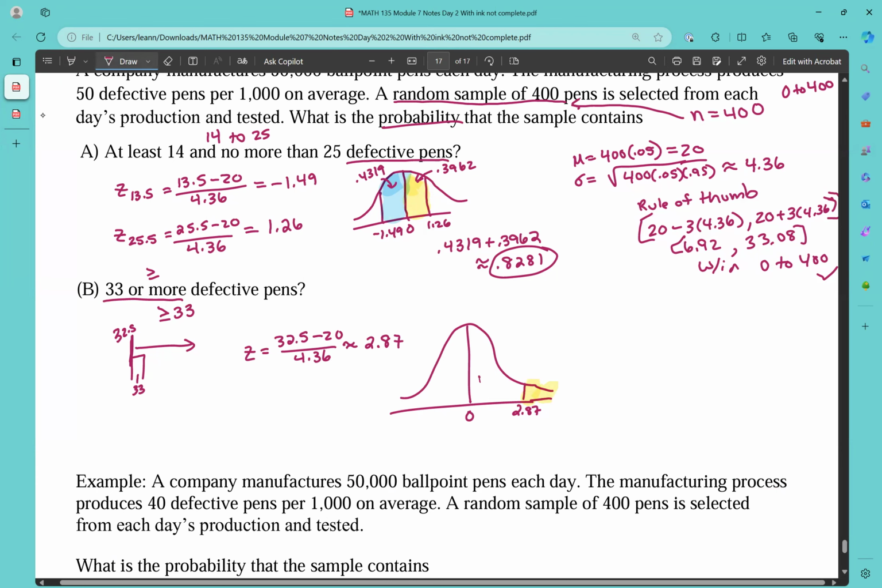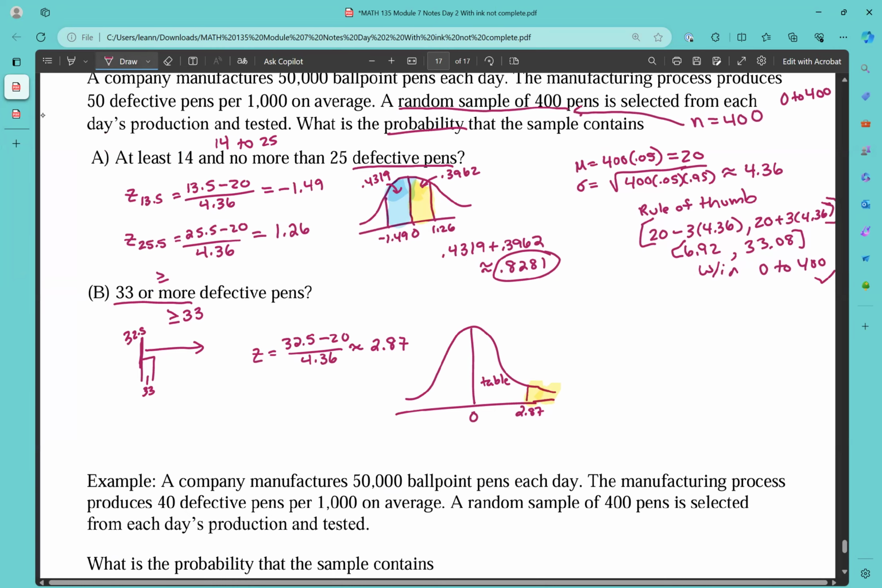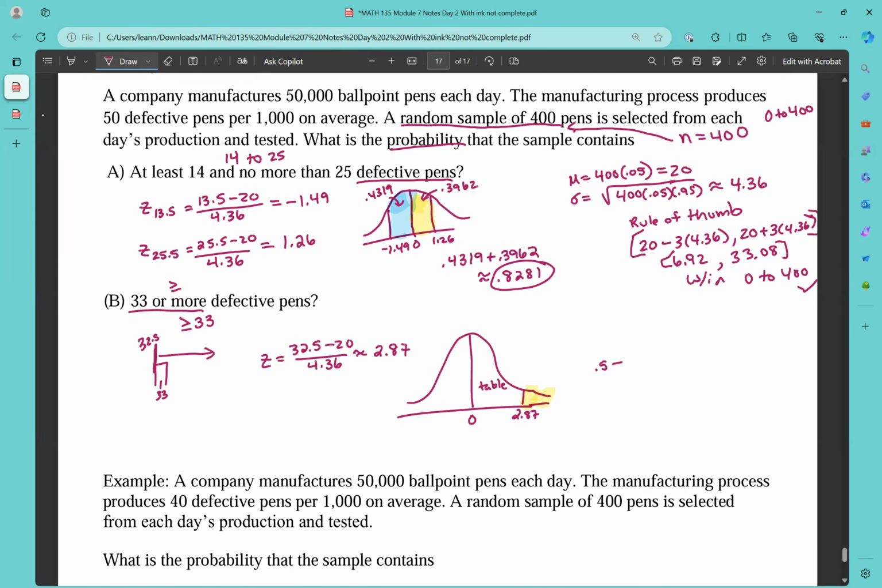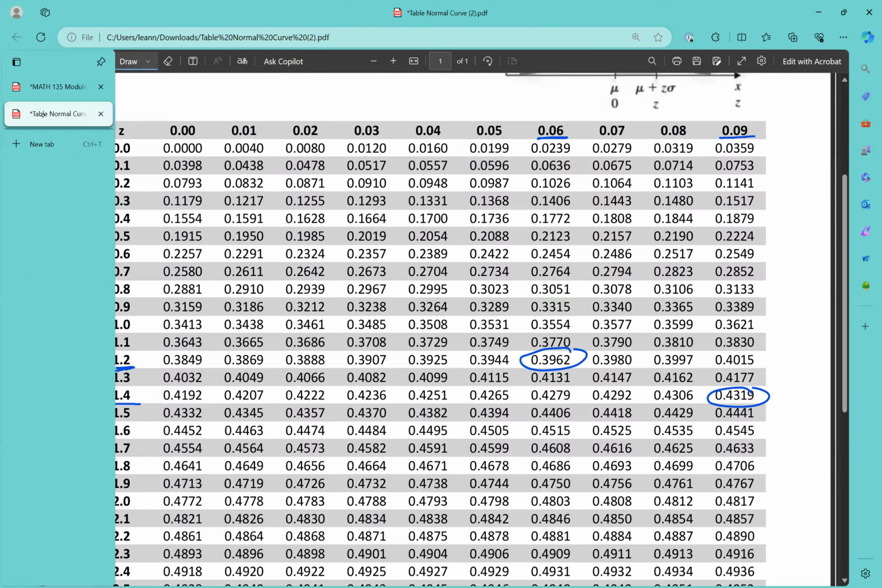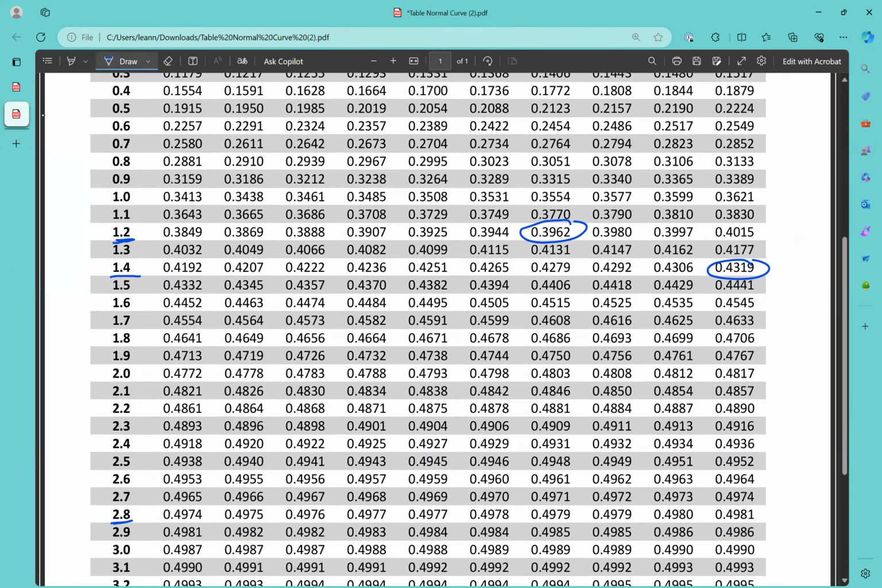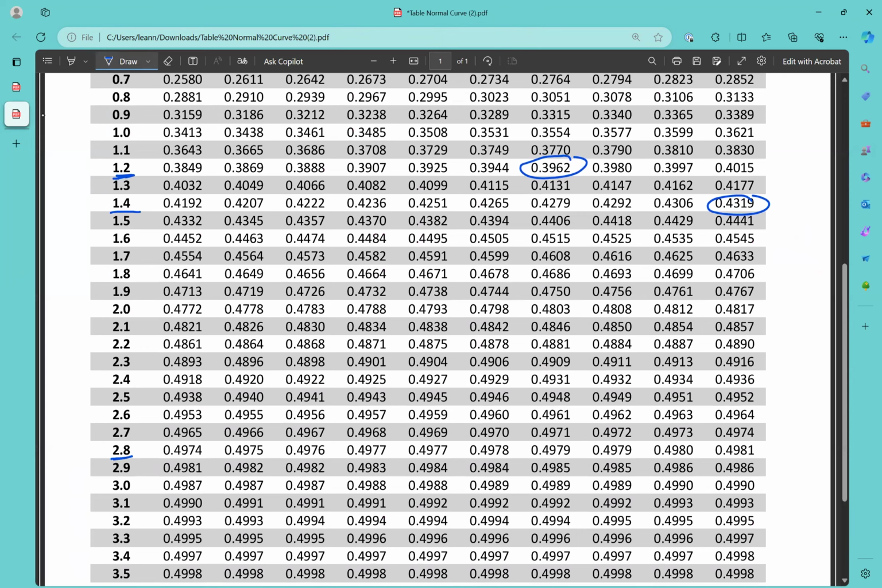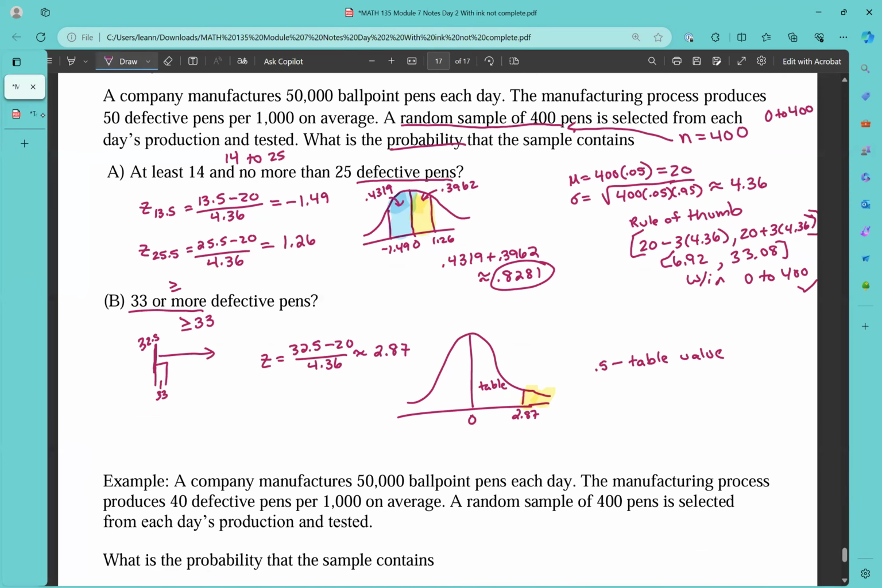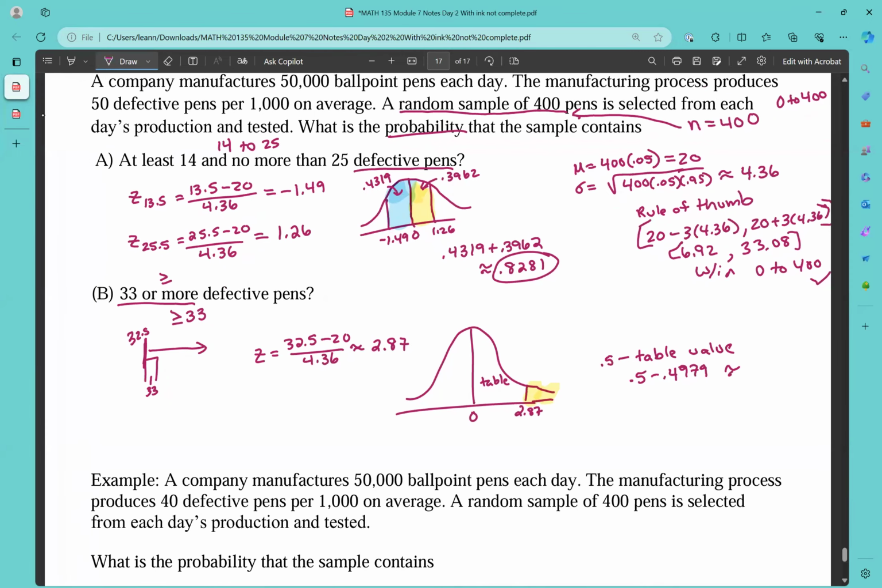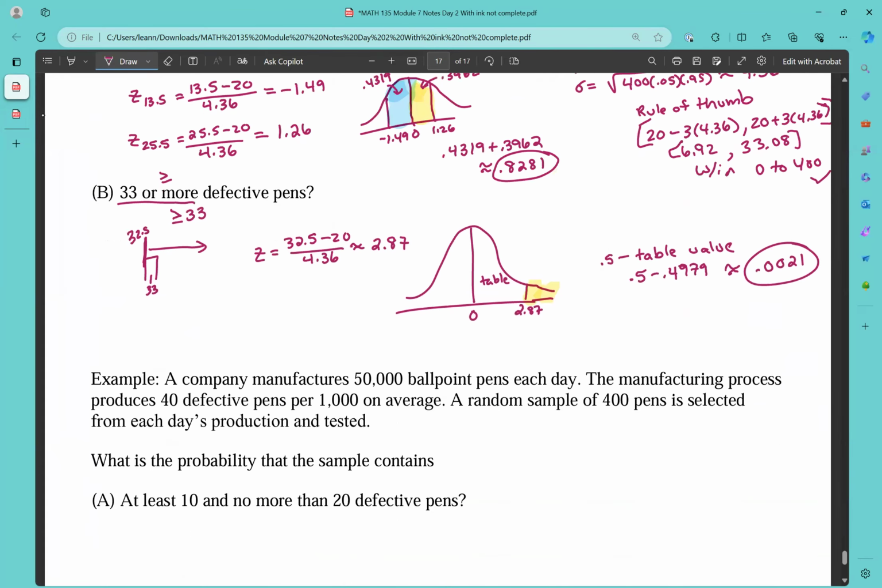So remember, our table will tell us this. We do 0.5 minus the table if we're just getting the top half of a tail on one side. Okay, so if we look up 2.87, so 2.8 is a little further down, and we've got to find 0.07, which is this column right here. So 2.87 is going to be 0.4979. So 0.5 minus 0.4979 is going to be approximately 0.0021. Now, this last example is almost identical, so I'm just going to write it up in the ink before I post the video or the note in the videos.